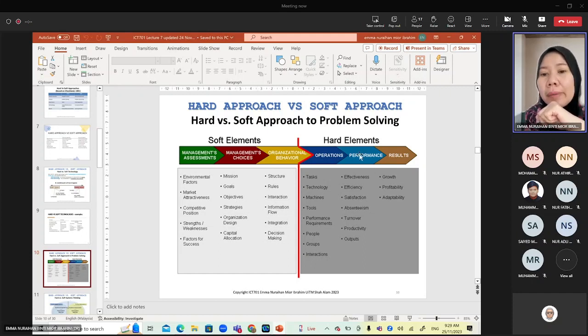Kalau hard elements, you nampak lebih kepada measuring performance, operations ya, and also results. Results ni lebih kepada you punya statistical output, semua tu lah efficiency, effectiveness and so forth. Okay, so nampak perbezaan di sini ya, soft elements, hard elements.